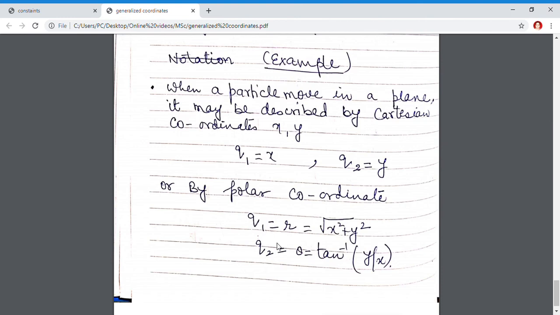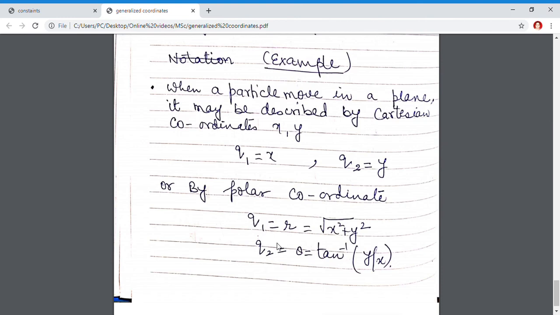The first difficulty was removed by using an approach in which force of constraint were taken to be 0, and the second difficulty was resolved by using generalized coordinates, which are independent coordinates and they are denoted by a letter q.